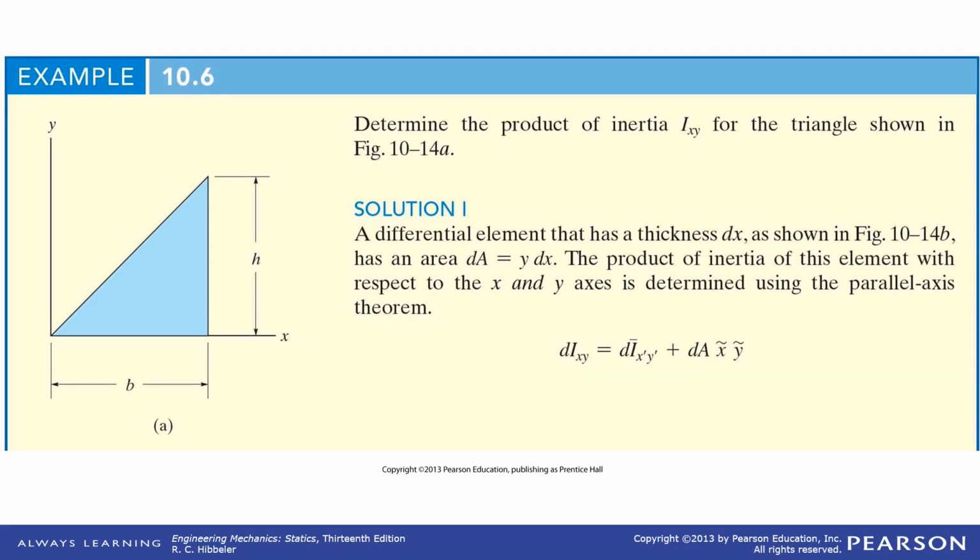So let's find the product moment of inertia for this triangle right here. We'll go to the next slide. Just remember B is the width, H is the height, and here is the expression in terms of the parallel axis theorem for center of mass. Center of mass would be 2/3 B and 1/3 H. We can look that up in the back of the book.